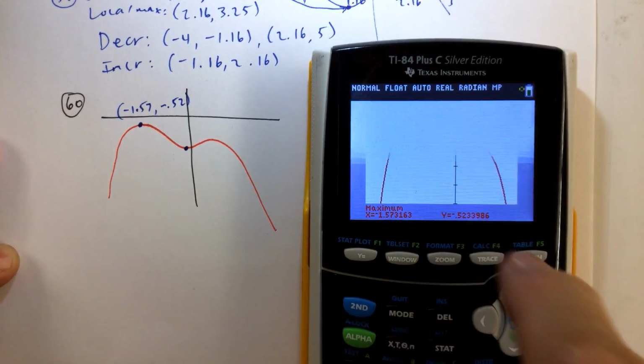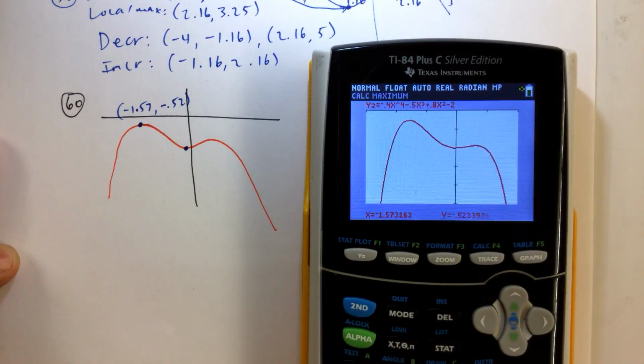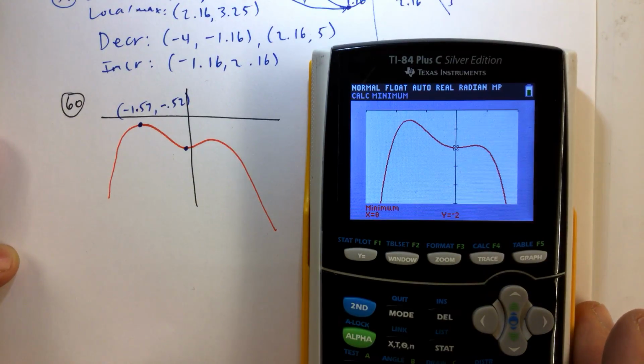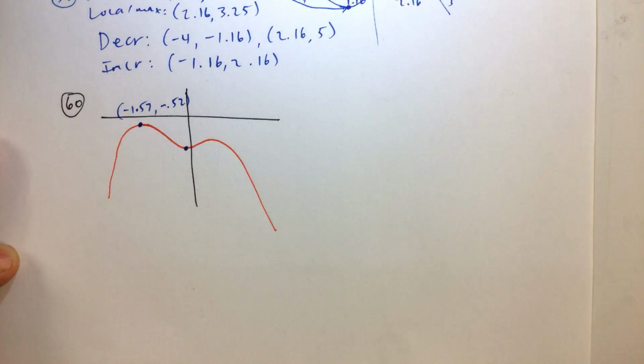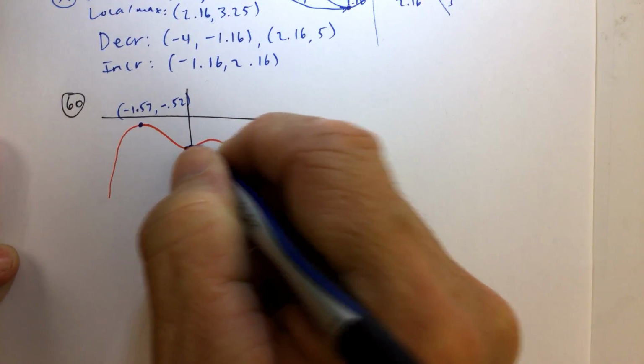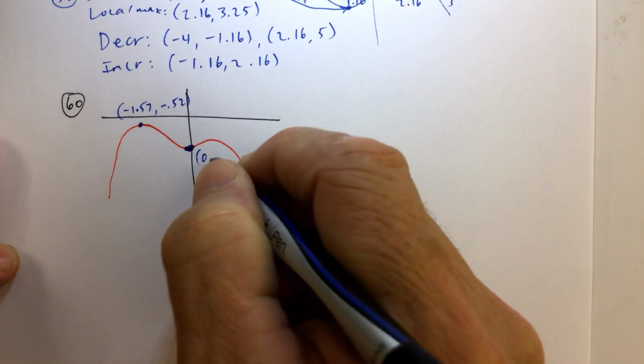And then let's find the low point. So again, second, calculate, minimum, and we're going to mark a low point at -1, enter, and then let's say 1, enter, and let's say it's somewhere around 0. Somewhere around 0 we have a low point. So we have a low point of 0, -2. So that low point is actually on the y-axis, 0, -2.